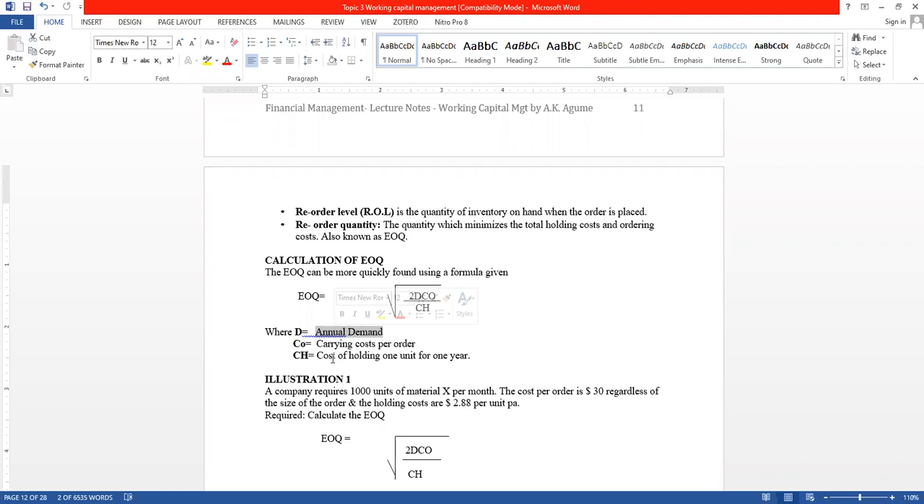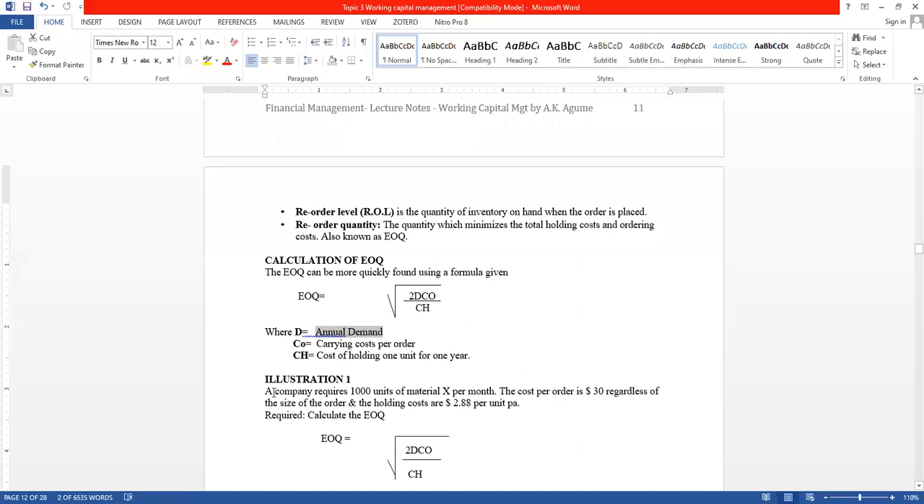If you are given the quarterly demand, how many quarters are in a year? 4. So you need to be keen, especially on this demand. Look at the demand that you've been given, and see how you can get the annual demand.